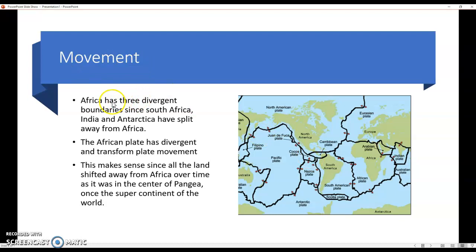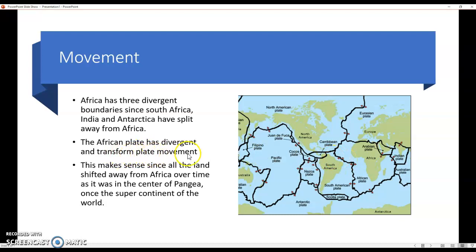Movement. Africa has three divergent boundaries since South Africa, India, and Australia have split away from Africa. The African plate has divergent and transform plate movements. So divergent plate movements is when the plates move away from each other. And if you look at the arrows on the map, you can see that these plates are moving away from each other. Right here, right here, right here, and right here.